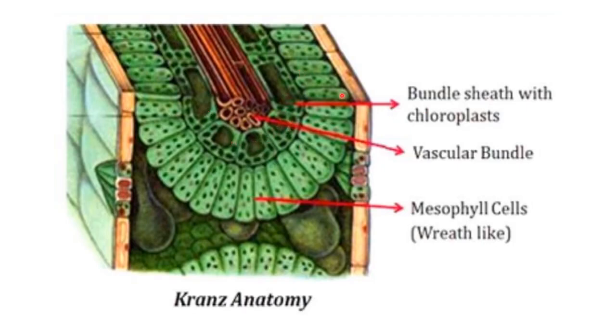So this is the anatomy of a C4 leaf. You need to make only this diagram from here to here. You just show the vascular bundles, then the bundle sheath cells around that, and these large size mesophyll cells for showing the Kranz anatomy.